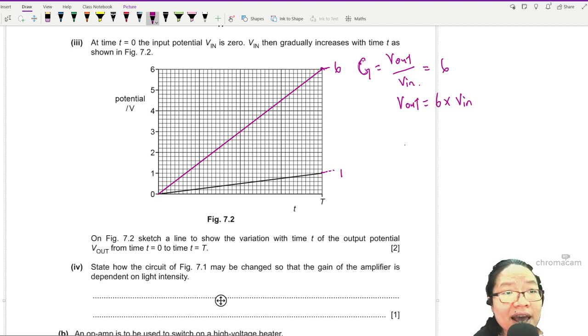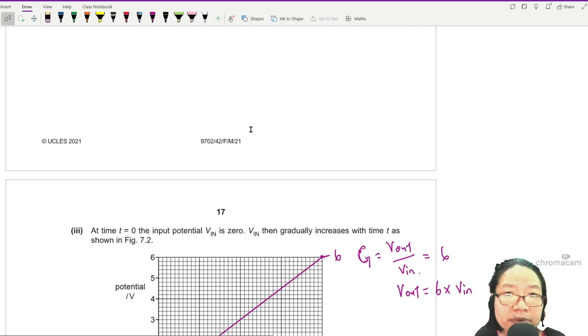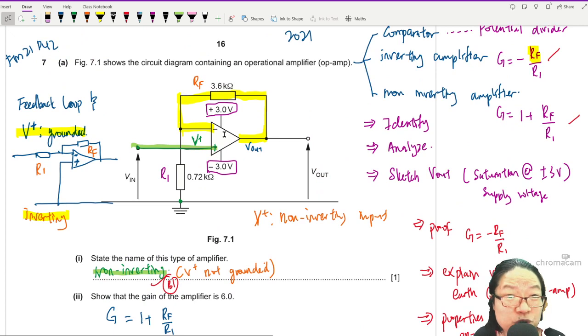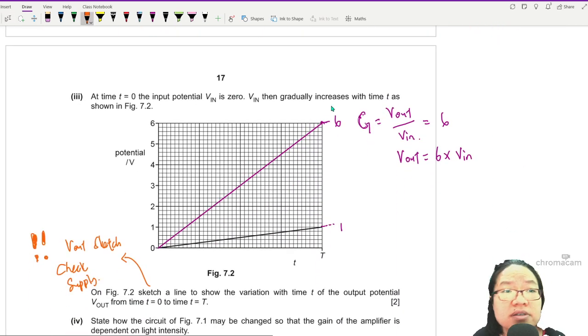So this is 6. And some students will leave it this way and call it a day. Times 6 is correct. Wait. Always check supply. So whenever they ask you to sketch this kind of sketch, for your V out sketch, very important, I draw a few exclamation points. Check the supply. Have we saturated the op-amp? The op-amp saturates at 3 volts, meaning the most it can give you is 3. So, we can't get 6. This is sadness. Well, it's okay.